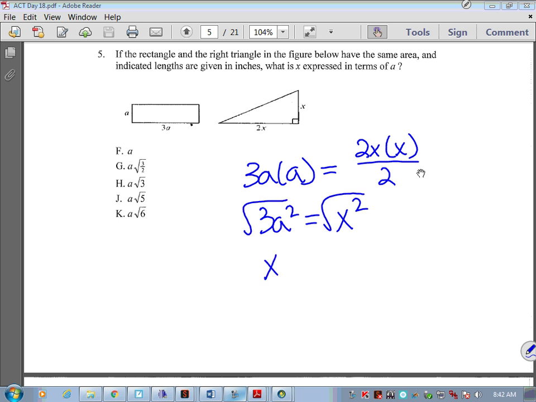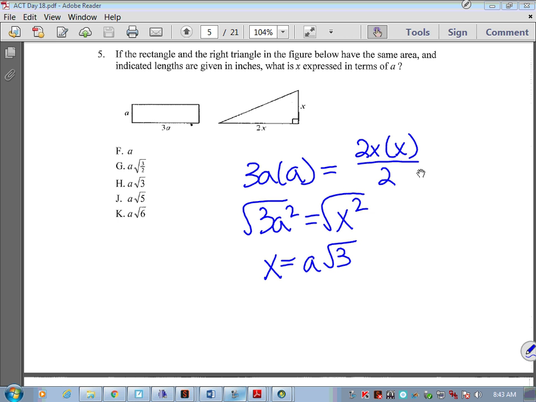All right, so x equals, and because that's a squared, that means I can take an a out of that square root, but I can't take a 3 because 3 is a prime, so I get a radical 3. Does that make a little bit more sense now? Okay.